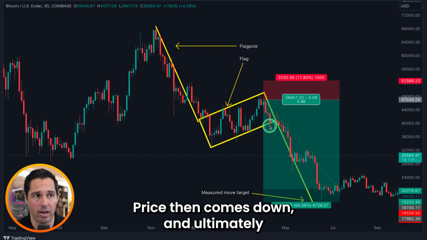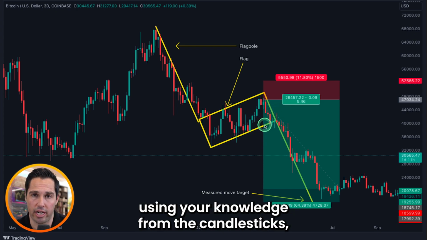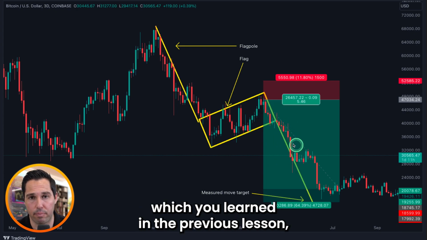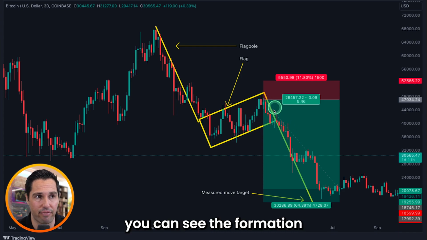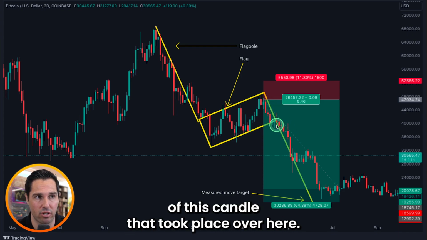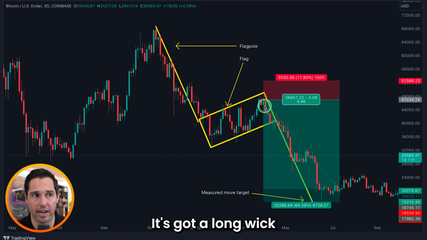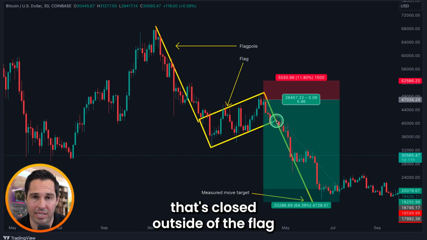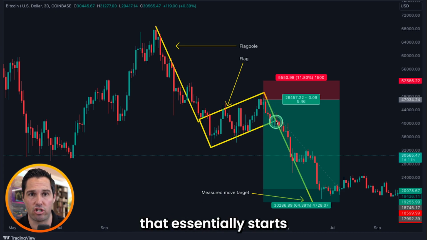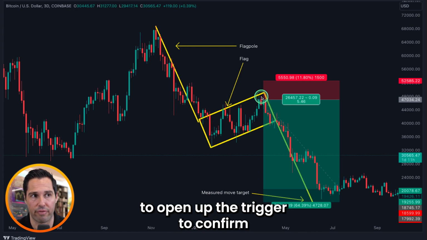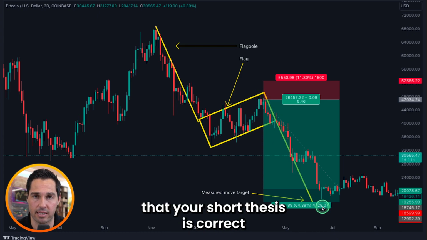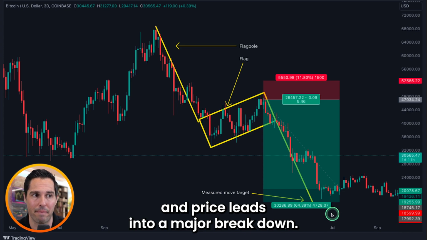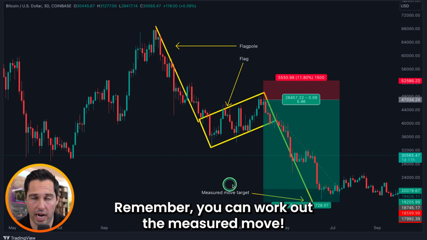Price then comes down, and ultimately, using your knowledge from the candlesticks, which you learned in the previous lesson, you can see the formation of this candle that took place over here. It's got a long wick, and it's the first candle that's closed outside of the flag. That essentially starts to open up the trigger to confirm that your short thesis is correct, and price leads into a major breakdown.